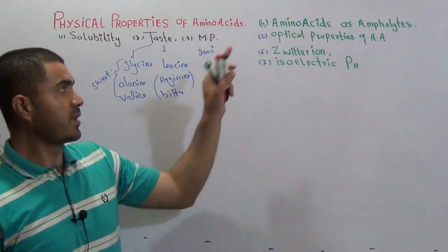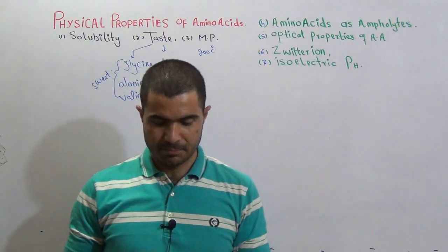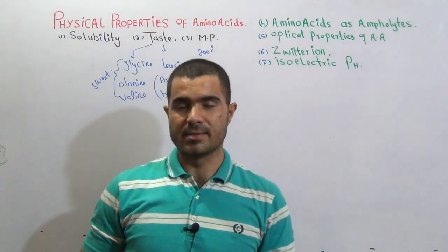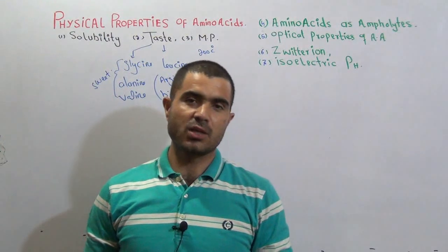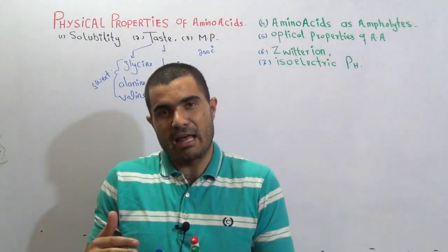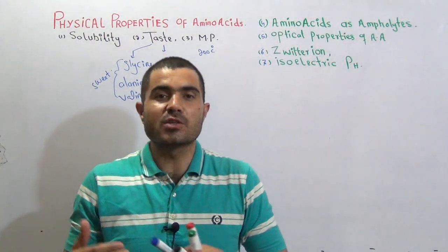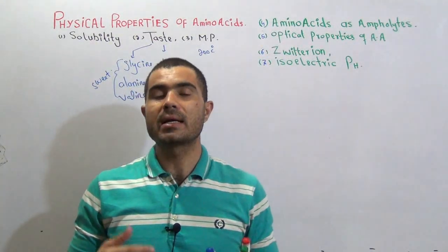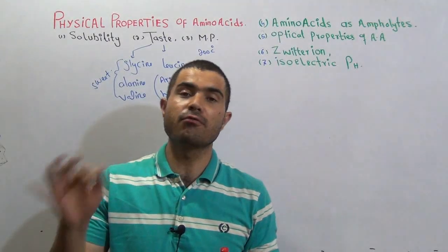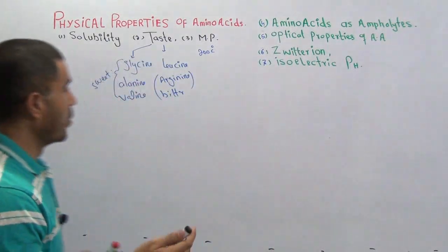Now come to the most important, that is amino acids as ampholytes. What does it mean by ampholytes? It means that if a molecule exists as both an acid as well as a base, we call that molecule an ampholyte. How?